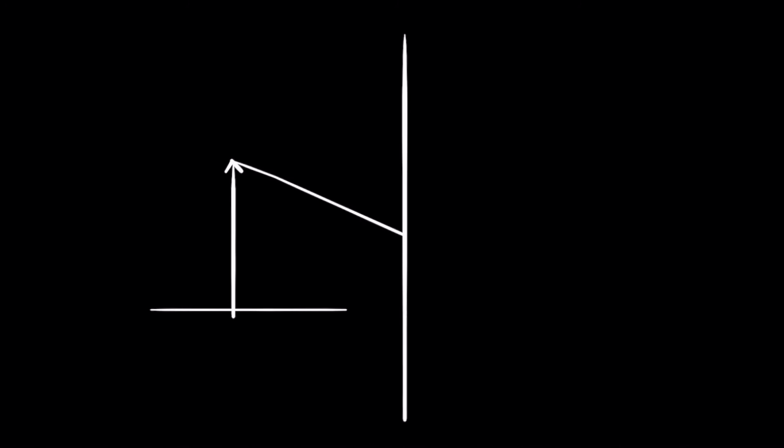And when it hits the mirror, remember that there is a normal to the surface. So that normal gets reflected back again. So this here is the angle of incidence, and this here is the angle of reflection. So the light ray goes this way and comes out this way.